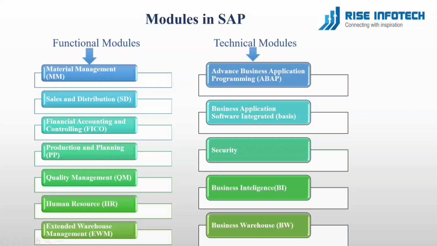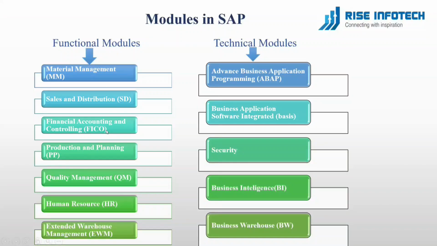All the terms we can see in the procurement activities. That activity is taken care of in material management. Then come to sales and distribution. The name indicates sales. Sales means selling the products, goods, materials, all are the same. That is called sales and distribution.